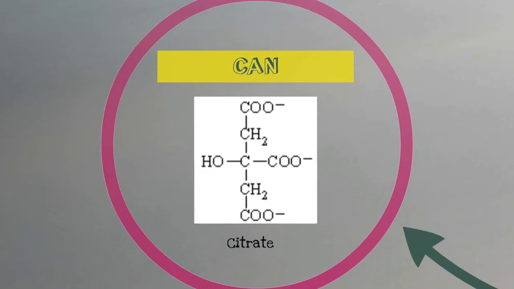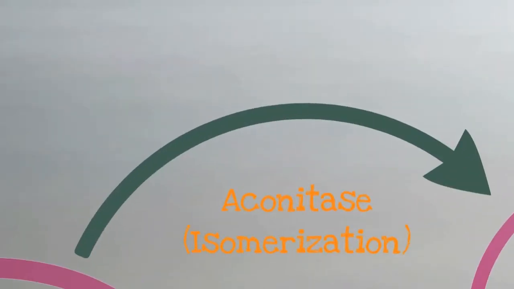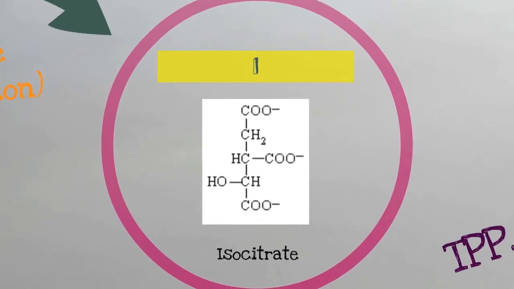Notice that citrate and can both start with C. Next, aconitase aids in the isomerization of citrate to isocitrate. Notice I and isocitrate both start with I. You get the point. This isomerization is a shift in the OH group from one carbon to another.